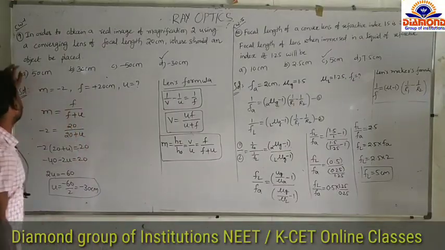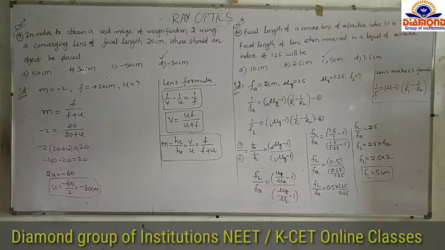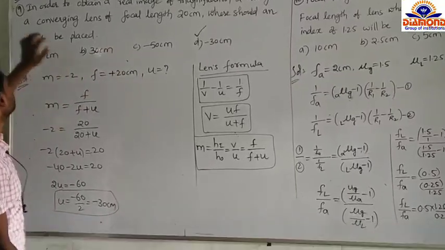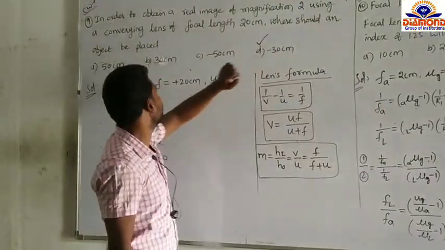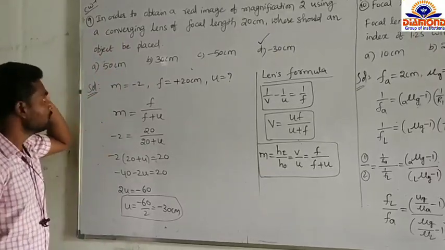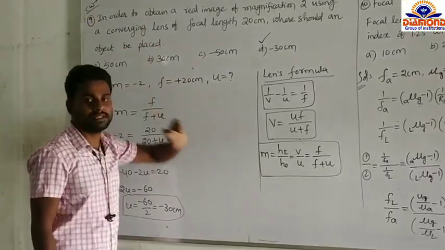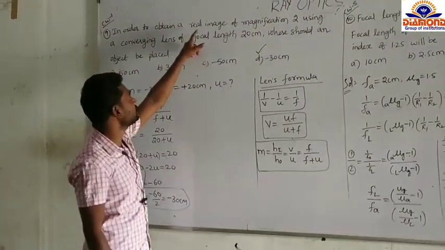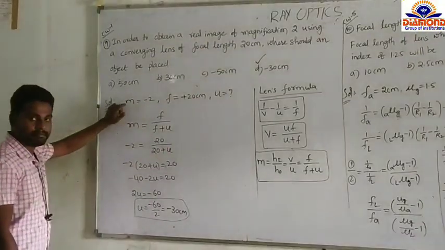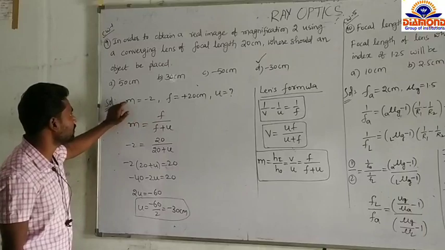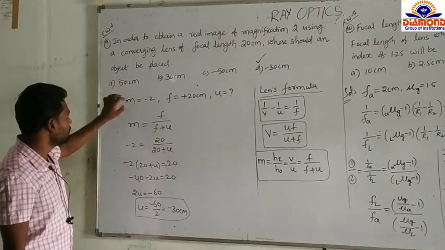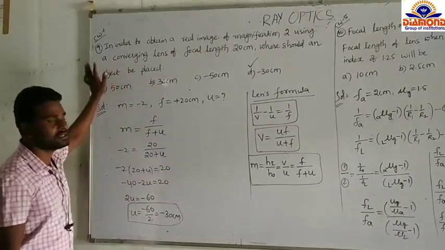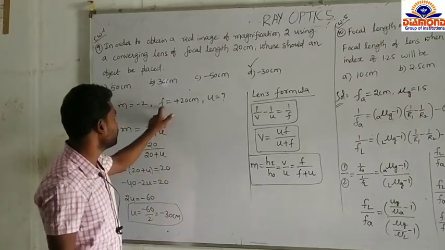Okay, next question, the first question in your material class discussion. The question is: in order to obtain a real image of magnification 2 using a converging lens of focal length 20 centimeter, where should an object be placed? Here they gave a converging lens, which is nothing but a convex lens. The image is a real image, so magnification is minus, m equal to minus 2. For a converging lens the focal length is positive, f equal to plus 20 centimeter.